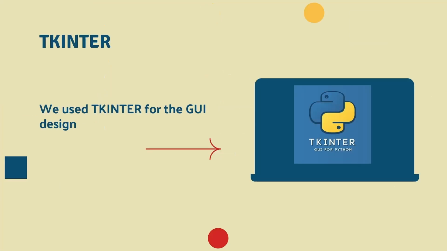We use the Tkinter Python library for graphical interface design. It's a built-in Python library. It's very easy to implement, so we chose Tkinter. We also use PySwip for communication between the Prolog file and the Python file.